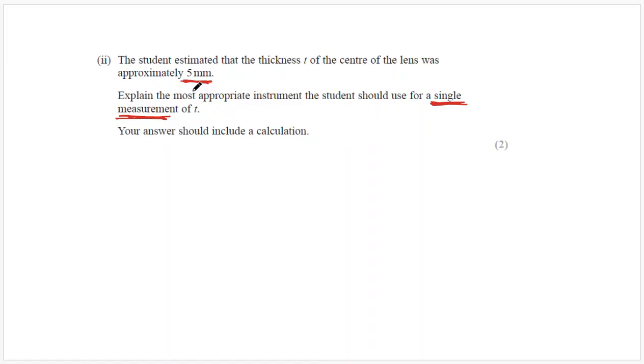So when you look at this value, 5 millimeter, it's not a very large value. It's actually a very small value. So the instrument you use to measure such small values is a micrometer screw gauge. But you have to justify why you would be using a micrometer screw gauge, and you have to justify with a calculation. So when you are using a micrometer screw gauge, the resolution is 0.01.